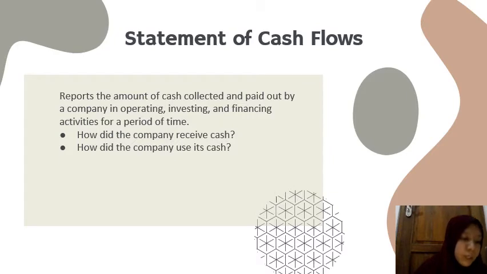Statement of cash flows reports the amount of cash collected and paid out by a company in operating, investing, and financing activities for a period of time. While an income statement can tell you whether a company made a profit, a cash flow statement can tell you whether the company generated cash.